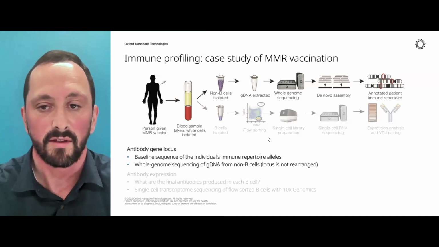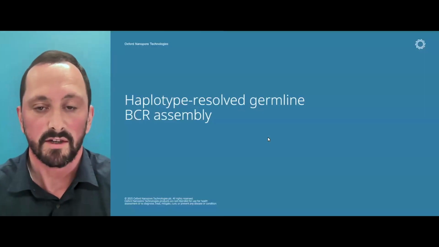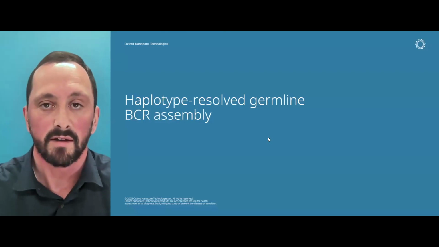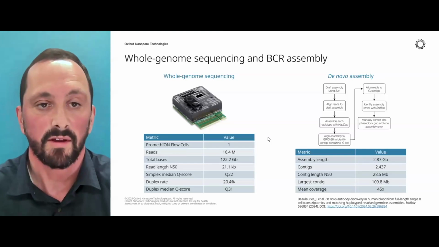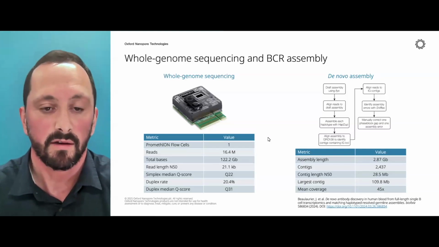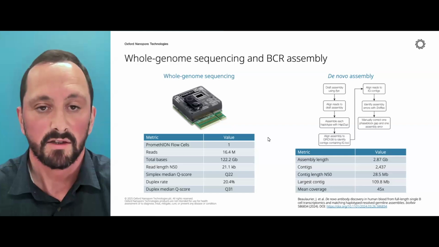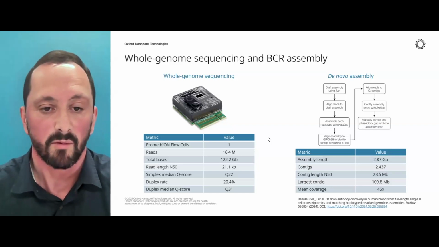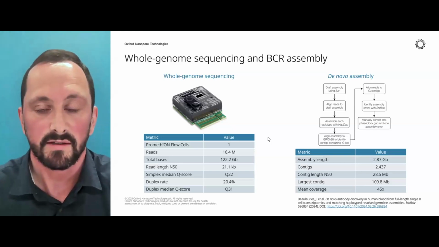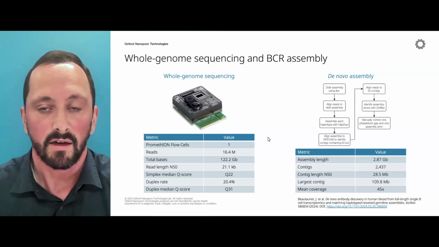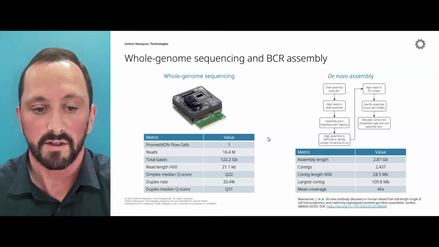So starting with the top part, which is our genome assembly workflow. We did a haplotype resolved germline assembly of the B cell receptor. We did this with the PromethION device. So we did a whole genome workflow using one PromethION flow cell. We generated about 120 gigs worth of data. Mean coverage was about 45x, and that was enough to do an entire de novo assembly.